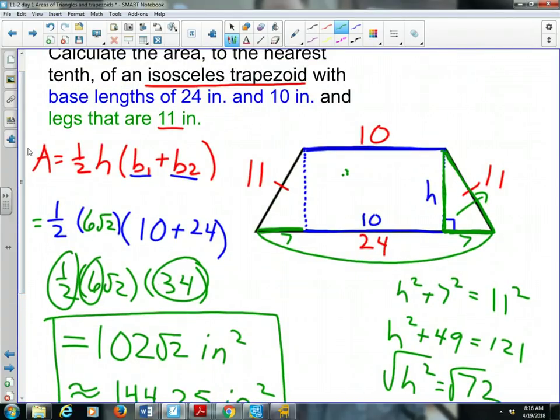That's trapezoids and triangles. Let me know if you have any questions on those when you get to class tomorrow.